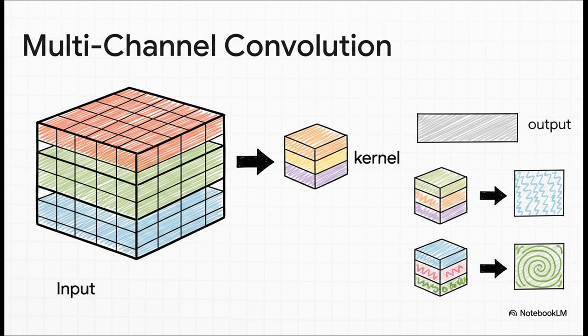Of course, real-world images aren't black and white grids. They've got depth, usually the red, green, and blue color channels. So our input is really a 3D block of numbers. That means our kernel has to be 3D too to match that depth. But here's the really clever part. As the kernel sits on one spot, it looks through all three color channels at once and squishes all that information down into a single value. So a 3D kernel sliding over a 3D input produces a flat 2D map of where it found its feature. And if we want to look for, say, 100 different features, we just use 100 different kernels and we get a stack of 100 2D feature maps as our output.